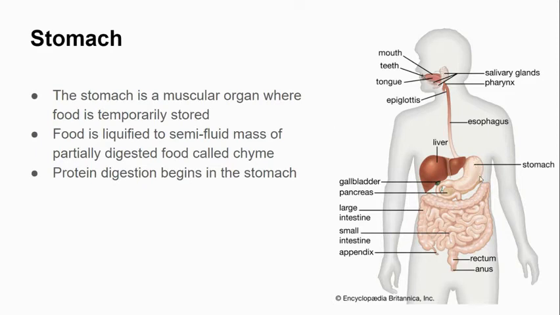The stomach is a muscular organ where food is temporarily stored, and then food is liquefied to a semi-fluid mass of partially digested food called chyme. So it turns the food into partially digested food, and that's what they call chyme. There's stomach acids in here that help break down the foods. And then protein digestion begins in the stomach.